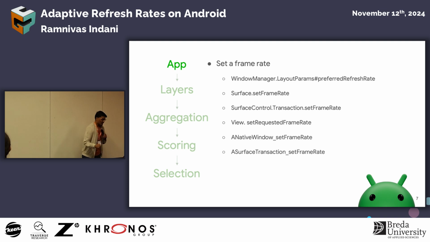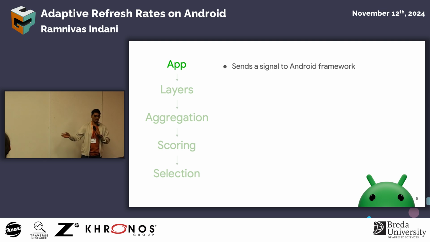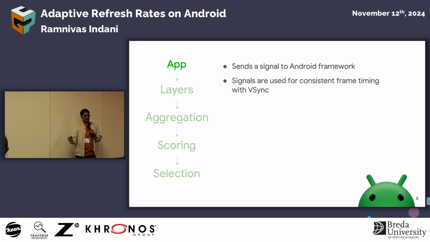So same for the surface control transaction, we also have a native side for it as well. What this does, when we set the frame rate, is send a signal to the Android framework that an app is targeting a specific frame rate. These signals are used for constant frame timing in the Android operating system, which is basically tied to the display vsync. Because we cannot present at any moment, we have to be mindful about what vsync the display is running at, because at the end, that's what matters.